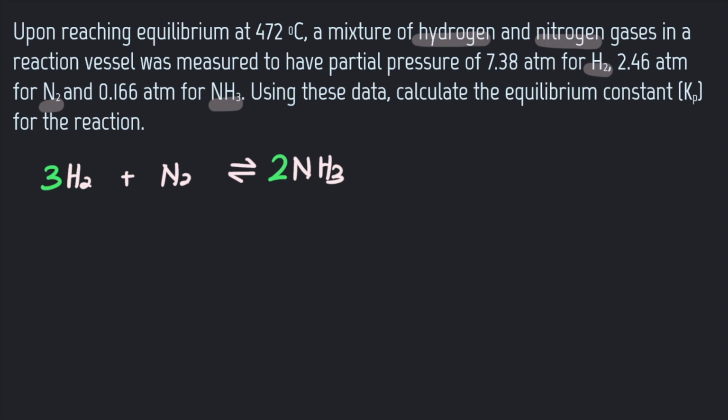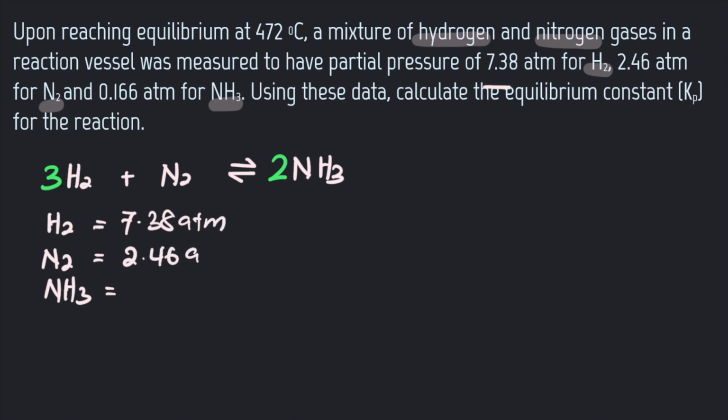Okay, so next up we need to list down the partial pressures. So we have the partial pressure for hydrogen, nitrogen and also ammonia. From the question we know that the partial pressure of hydrogen is equivalent to 7.38 atm, and then 2.46 atm, followed by 0.166 atm.